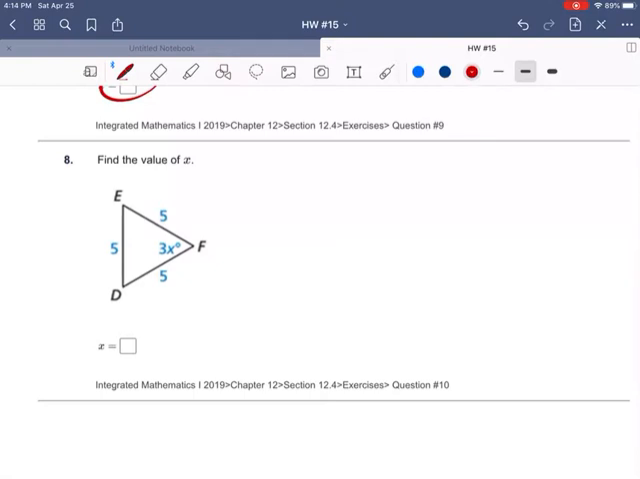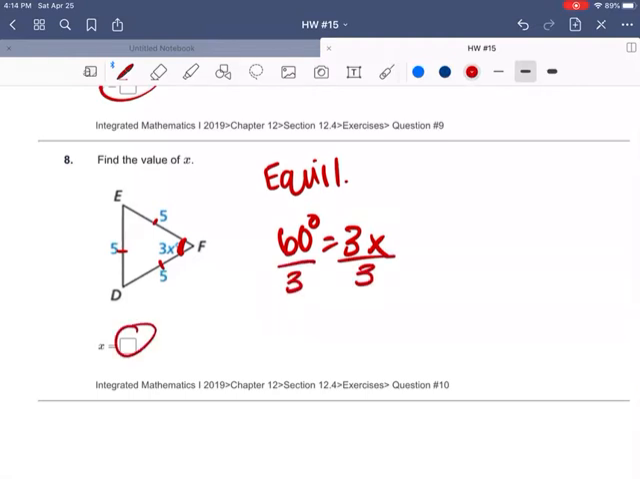Okay, number 8 is also an equilateral triangle, and I know that because all 3 sides are the same length. Well, in an equilateral triangle, all of the angles are 60 degrees. So this angle has to be 60 degrees. So do 60 equals 3x. Divide by 3. And that will be your answer right here. And you do not need the degree symbol when you type it in because it already has the degree symbol on it.